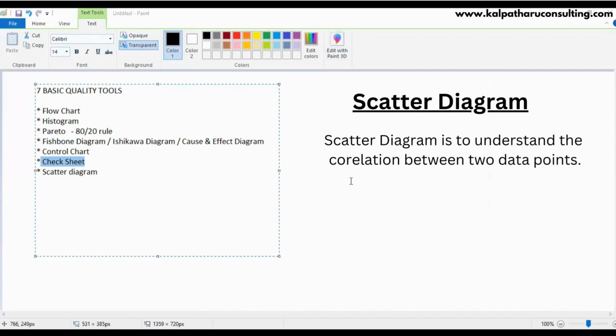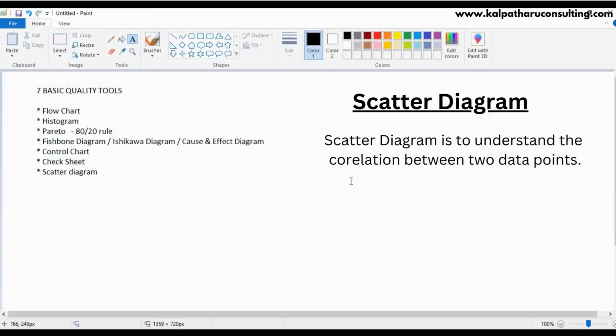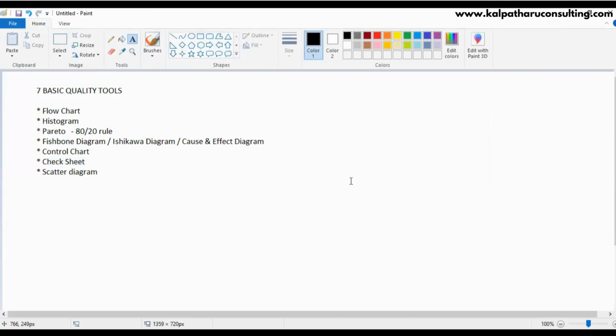Before I share the image, let me cover a scenario. You're managing a team and there are lots of defects. You assume that less experienced people are making more defects. That's an assumption, but you have to substantiate that with data. So what are you going to do? You're going to collect the data and put it in a graphical way, and you will be able to understand whether the less experienced people are making more defects or it is something else. So let me share the scatter diagram.